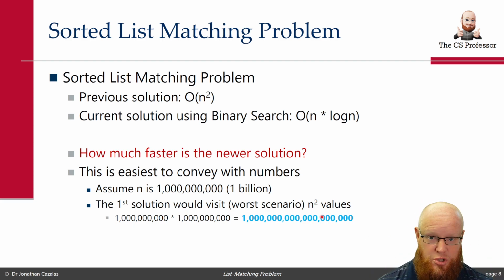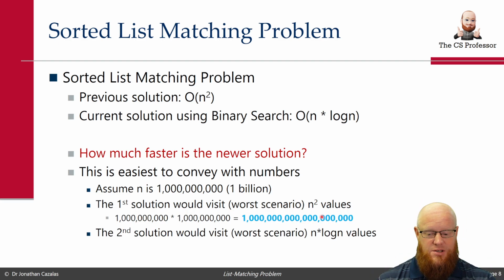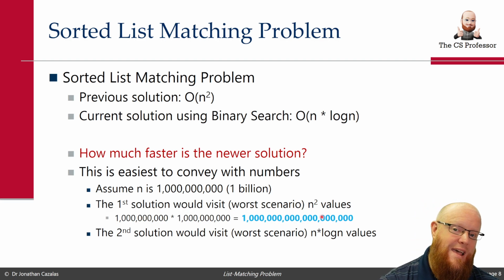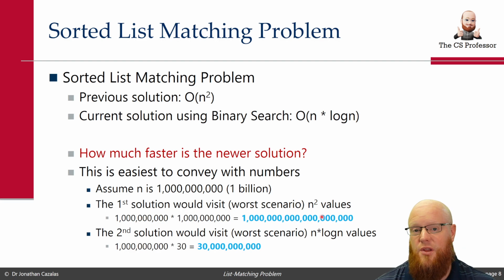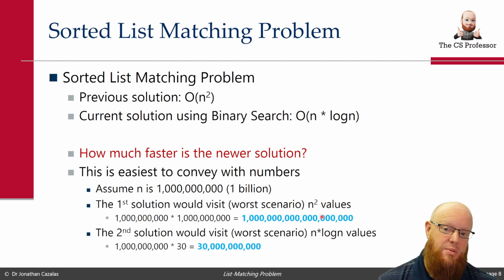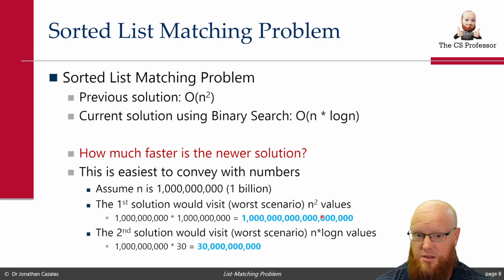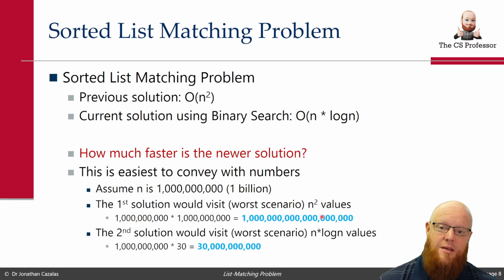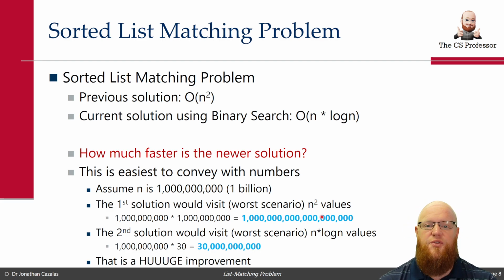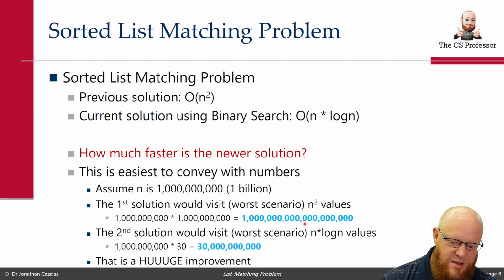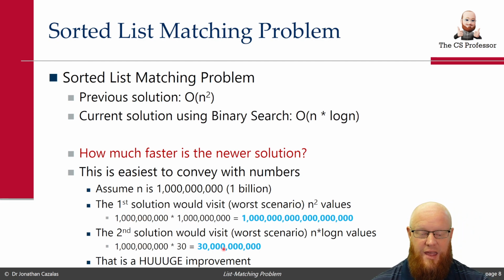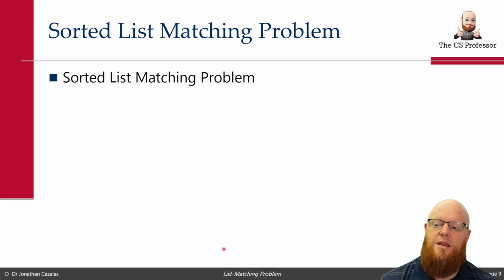It's huge, right? The second solution in the worst scenario would visit n log n cells, which we've learned, log n, where n is 1 billion, log of n is 30. It's really a little bit less than 30, but let's call it 30. So n, which is 1 billion, times 30, that's 30 billion. Huge difference between whatever this number is with 18 zeros and this number with 10 zeros. So a much needed improvement.